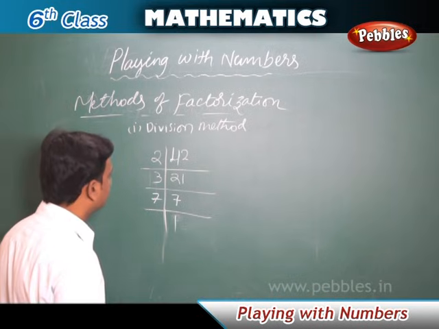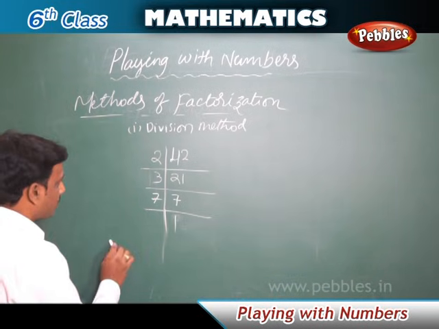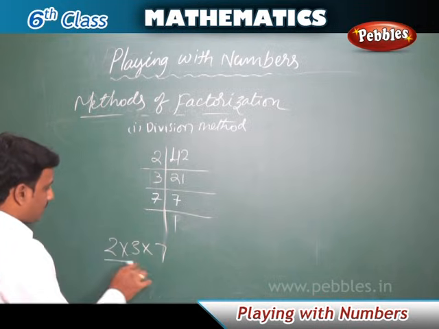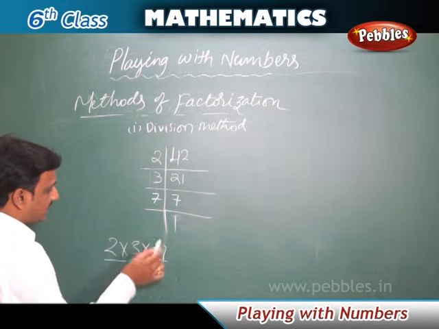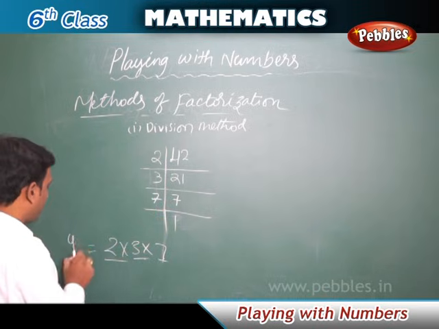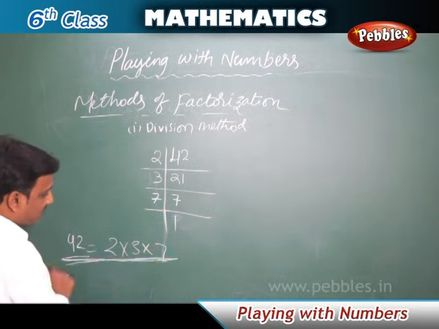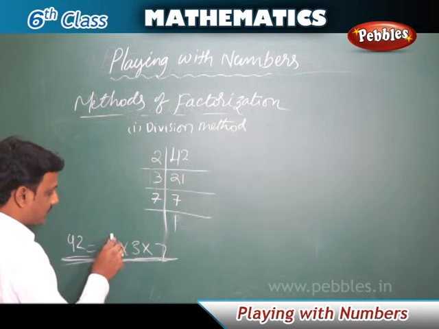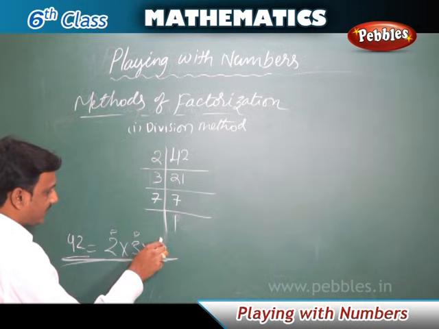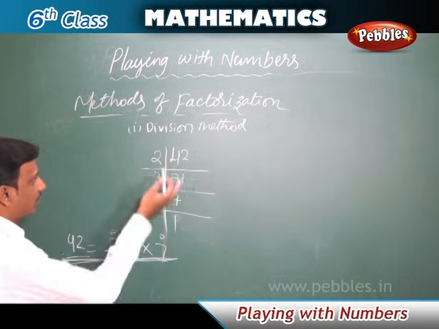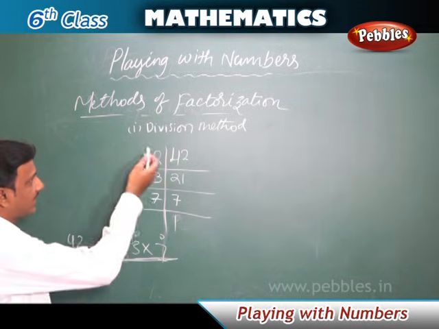7 ones. So we write it as 2 into 3 into 7. 2, 3, 7. These are the factors of this 42. So 42 is factorized here. Now we can see that all these three are prime factors. 2 is a prime factor, 3 is a prime factor, 7 is a prime factor. So here the prime factorization of 42 is done by the division method.